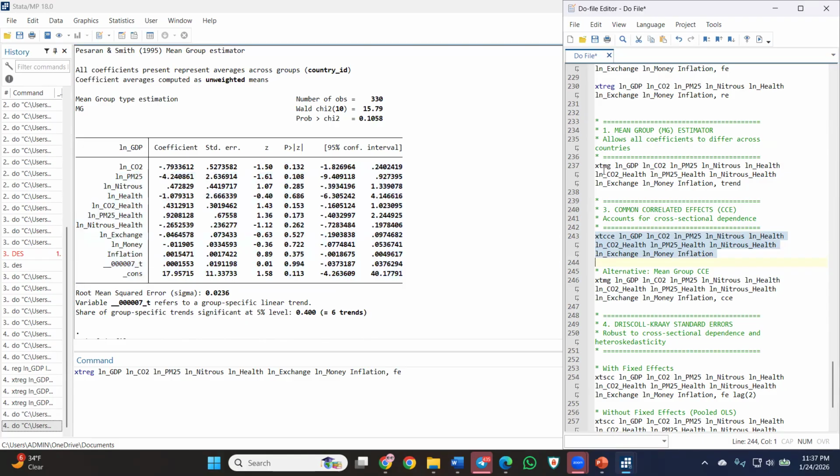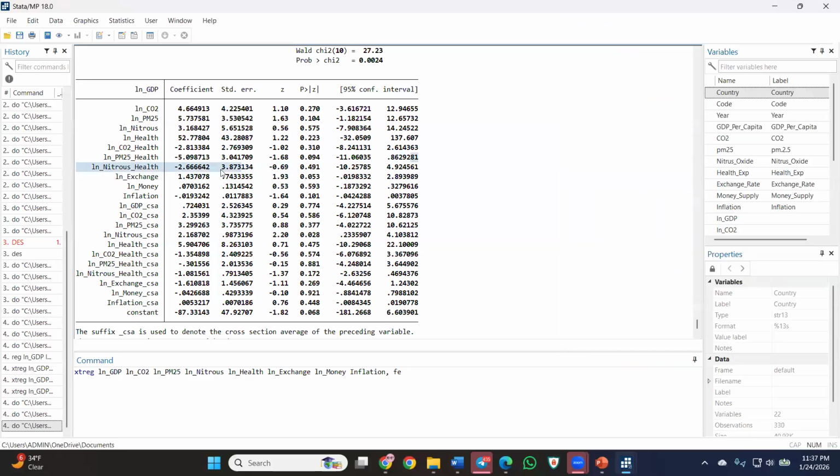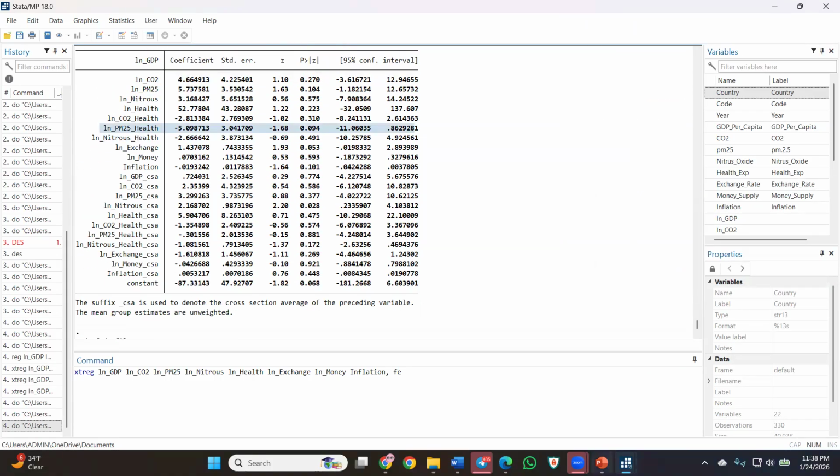So the mean group is the XTMG. Then you select all your variables. Then you can run the common correlated effect. The common correlated effect accounts for the cross-sectional dependency, which is the differences in the variables. So you can see that only health, the health moderator, is significant.